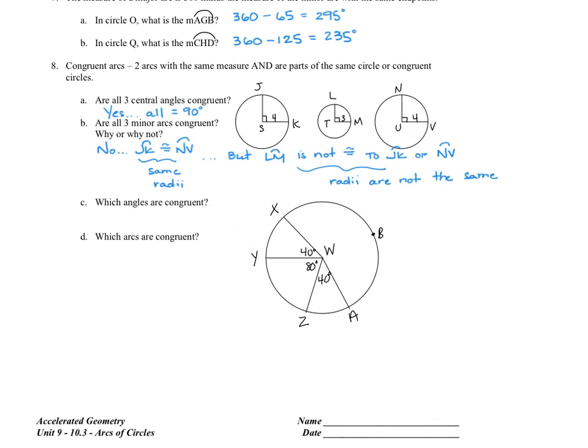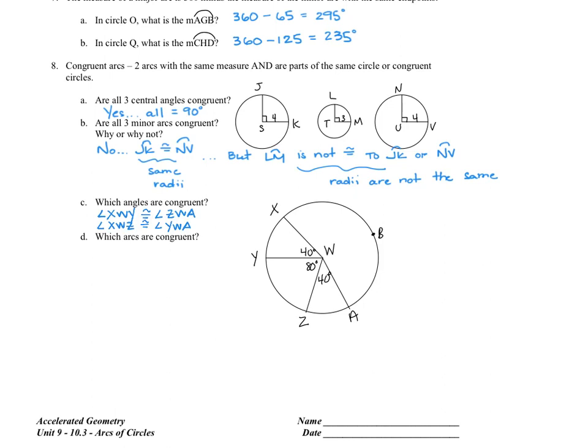If we want to talk about which angles in a circle are congruent, we're talking about the angles that are less than or equal to 180 degrees. We can very clearly see that angle XWY is congruent to angle ZWA because they are both 40 degrees. But we can also say that angle XWZ is congruent to angle YWA because they are both 120 degrees.